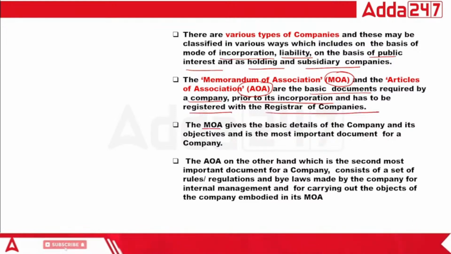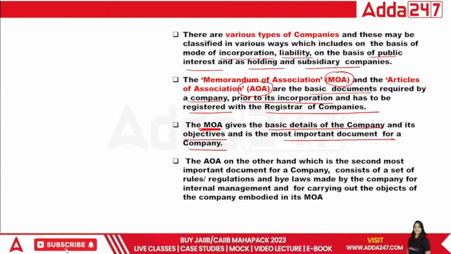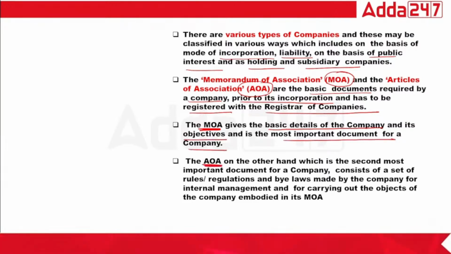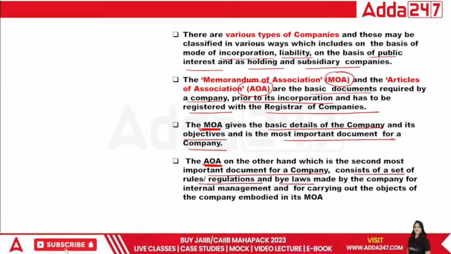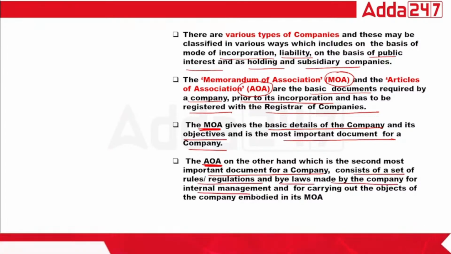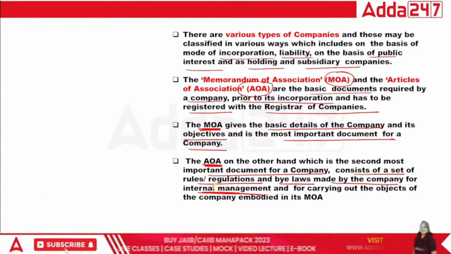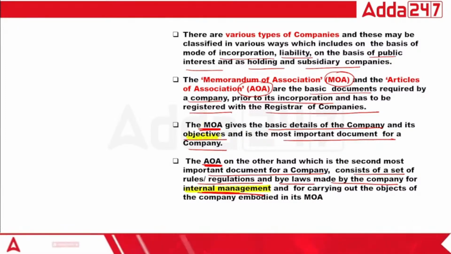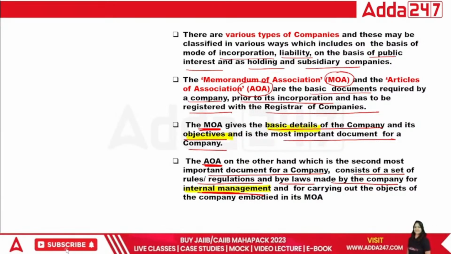What is MOA? MOA gives the basic details of the company, its objective, and is the most important document for a company. And what is AOA? That is the important document of the company, consisting of a set of rules and regulations, bylaws made by the company for internal management. So AOA talks about internal management, and MOA talks about the objective of the company; the basic detail is given in the Memorandum of Association.